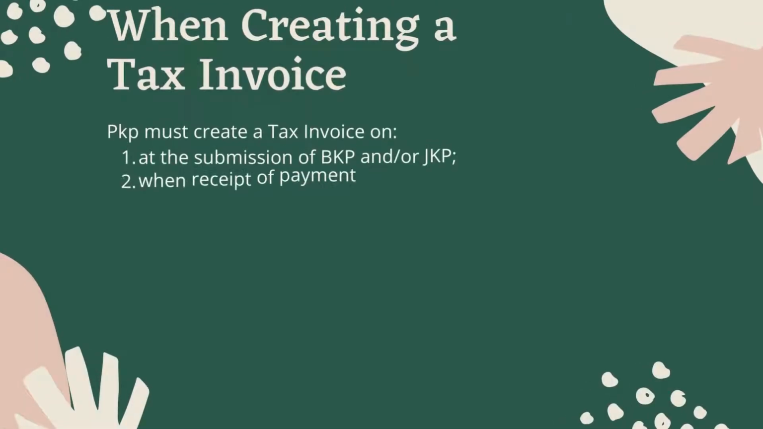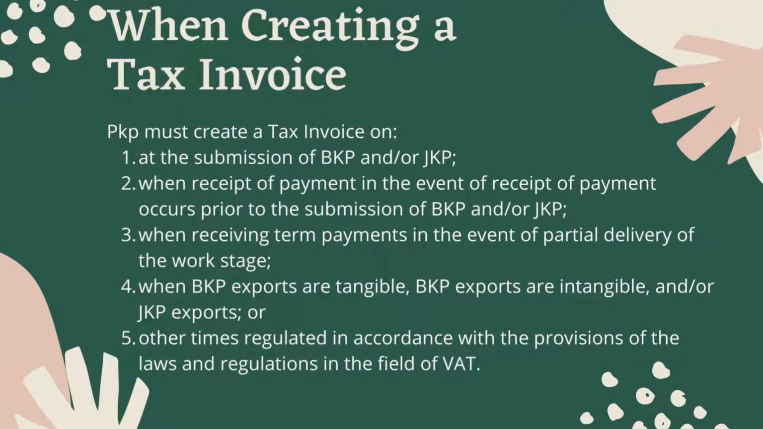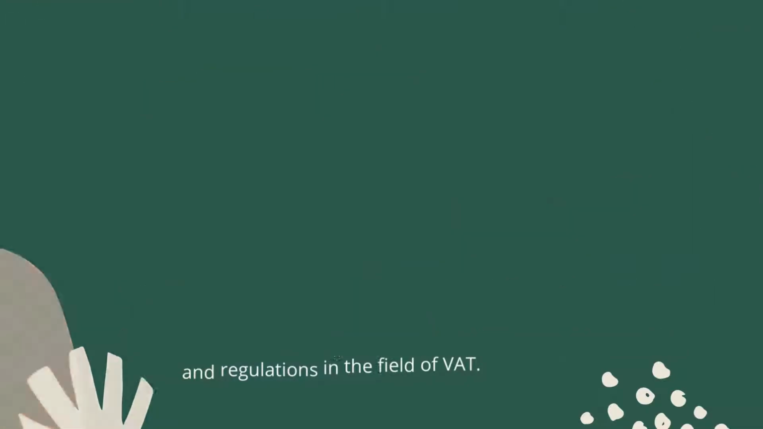When creating a tax invoice, the taxable entrepreneur or PKP must create a tax invoice: first, at the submission of BKP and or JKP; second, when receipt of payment occurs prior to the submission of BKP and or JKP; third, when receiving term payments in the event of partial delivery of the work stage; fourth, when BKP exports are tangible, BKP exports are intangible, and or JKP exports; or fifth, other times regulated in accordance with the provisions of the laws and regulations in the field of VAT.